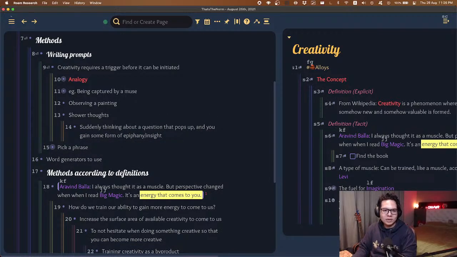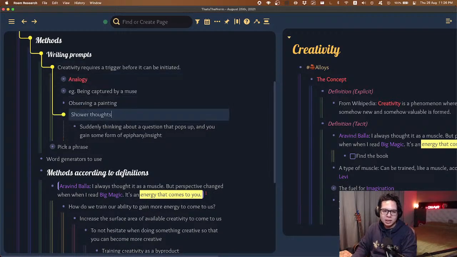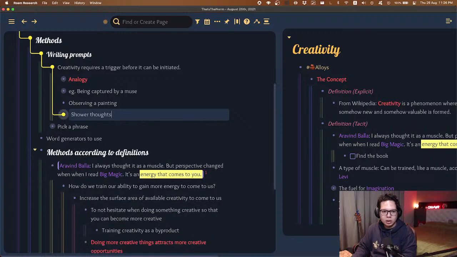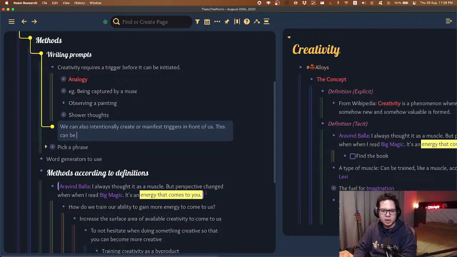Anyway, creativity requires a trigger before it can be initiated. Being captured by a muse, yes. Observing a painting, shower thoughts, etc. And in this case, what it means is we can also intentionally create or manifest triggers in front of us. This can be done through writing prompts.